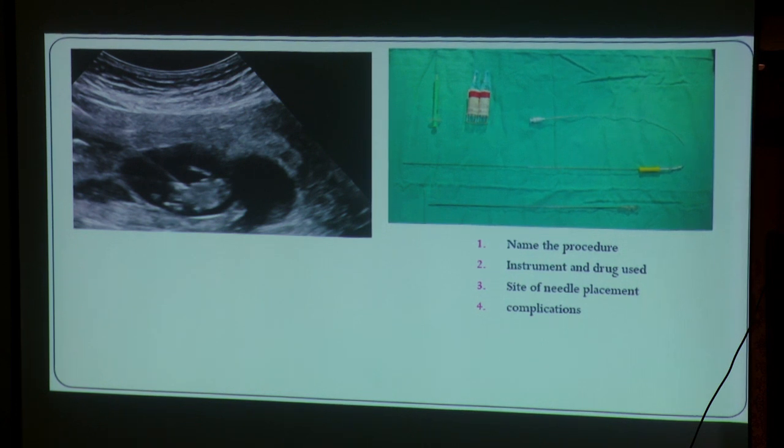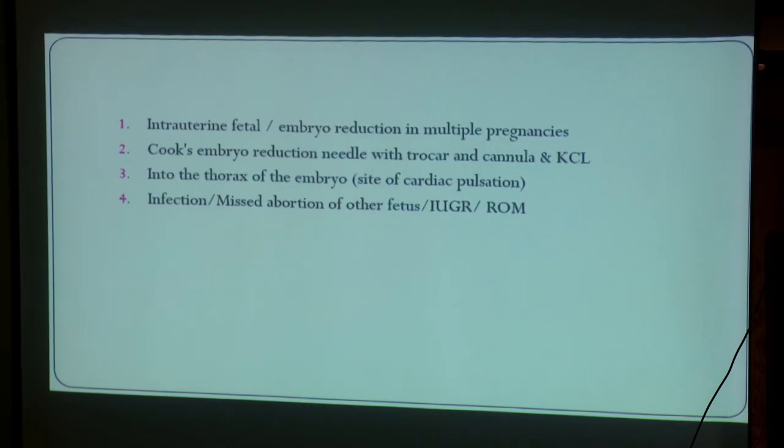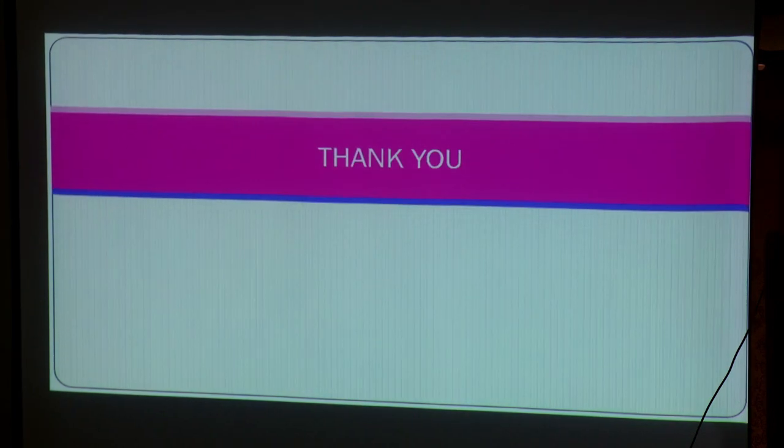The site of needle placement is directly into the fetal thorax, directly into the site of cardiac pulsation. This is mainly because the KCl will produce immediate cardiac arrest. So when injected directly into the heart, there will be immediate cardiac arrest. And the complications can be IUGR, missed abortion, or infection to the other fetus, and there can also be rupture of membranes. Thank you.